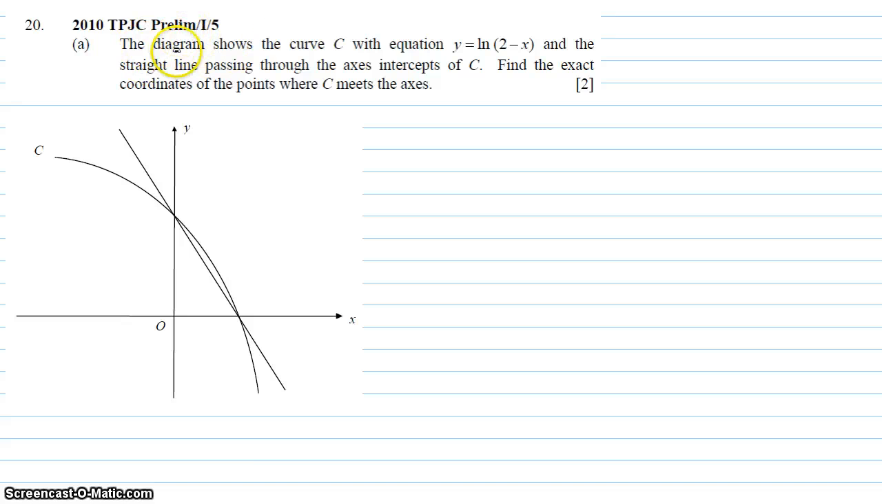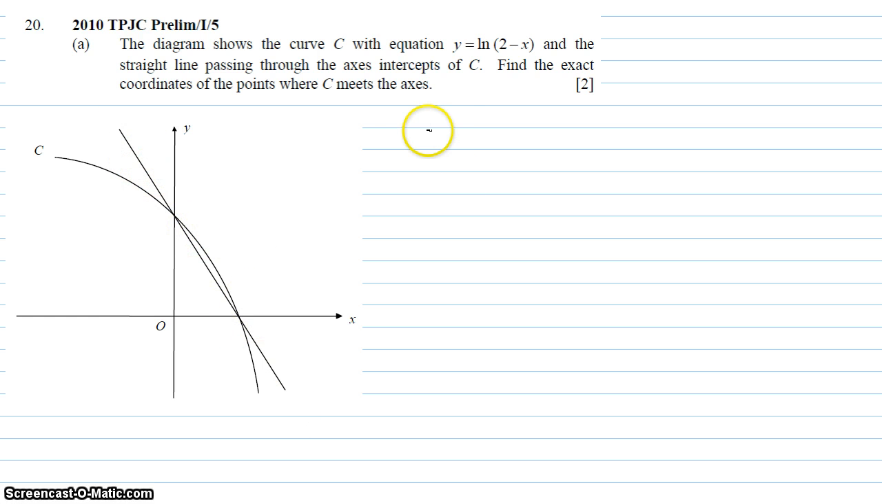Question 20, Part A. The diagram shows the curve C with the equation y = ln(2 − x) and the straight line passing through the axes intercepts of C. Find the exact coordinates of the points where C meets the axes. So we see that this is a straight line.